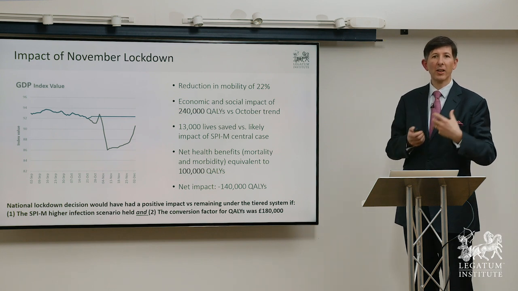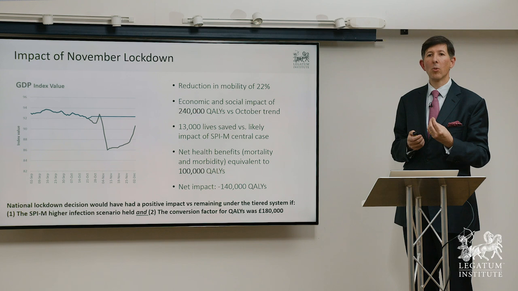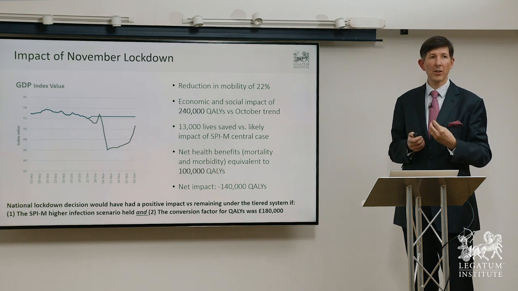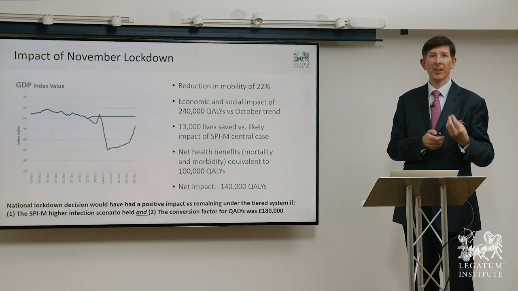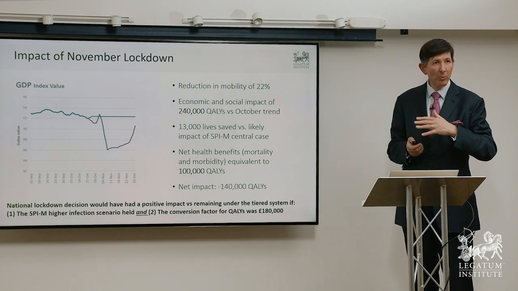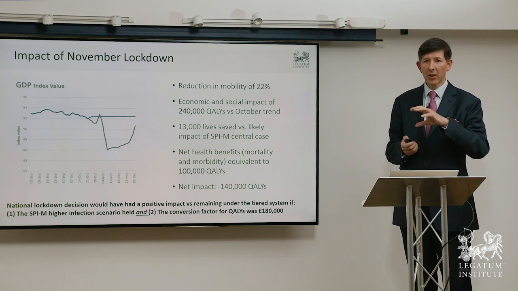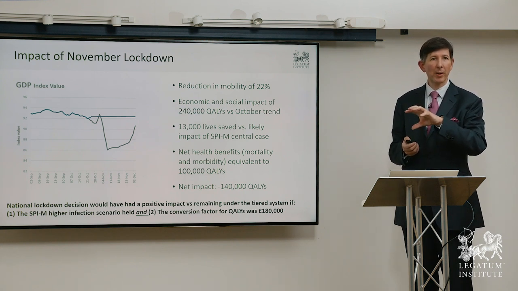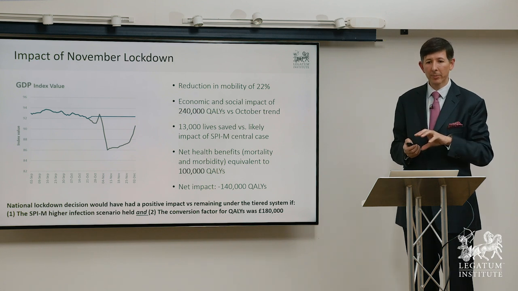On the other hand, if you took a view that the higher growth scenario was more likely to have been the true case, and if your view was that in the circumstances we're in, the Treasury standard measurement of a quality-adjusted life year is inappropriate, it should be higher, you would then be saying the lockdown achieved the right level of mobility. Now, whether the lockdown, from a policy point of view, was the right way to achieve that mobility is a second question, which we want to keep separate. Because the first order is really understanding this dynamic between the mobility, the economy, and social well-being.